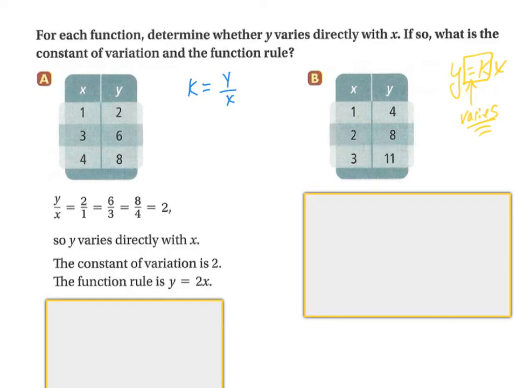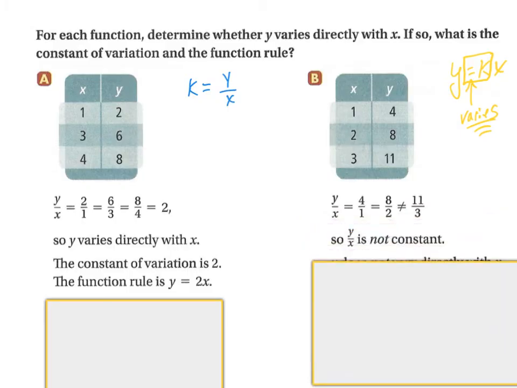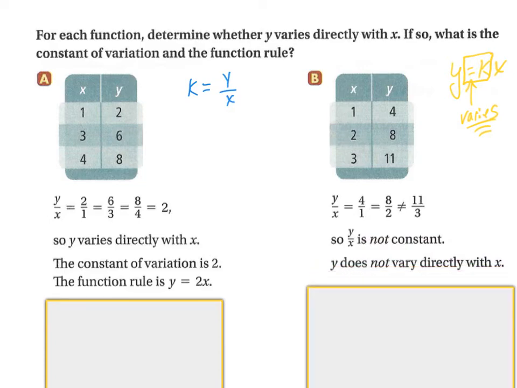Let's do this one over here. Let's do b. 4 over 1, 8 over 2, so far looks good. And then we get 11 over 3. That is not a constant. It does not stay the same. So we would say y does not vary directly as x. So that's one way when you get ordered pairs to see if it varies directly. Just make the fractions of y over x. All the fractions have to be the same.